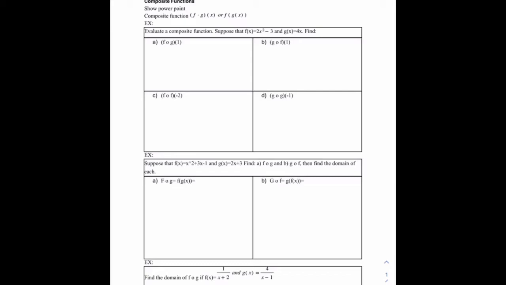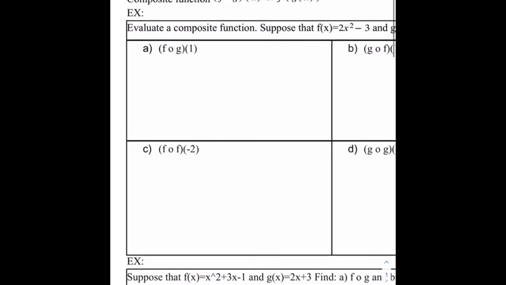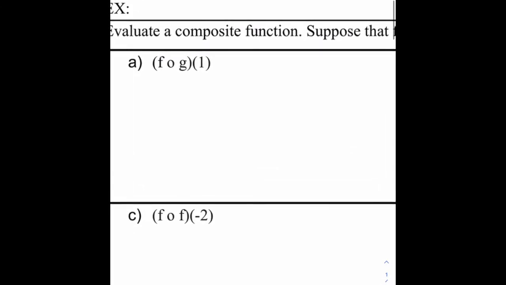Hi all, so today we're going to be working with composite functions, and this just means you're plugging one function into another function, and you're plugging the output of one function into that other function. So let's look at an example.